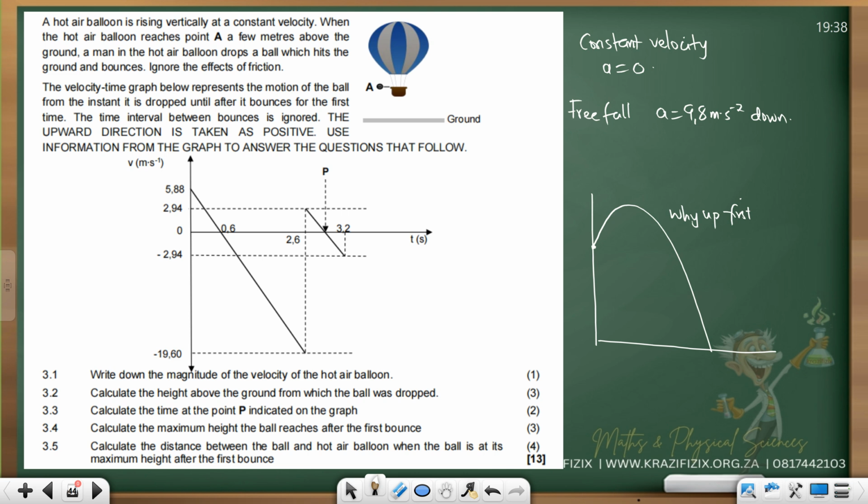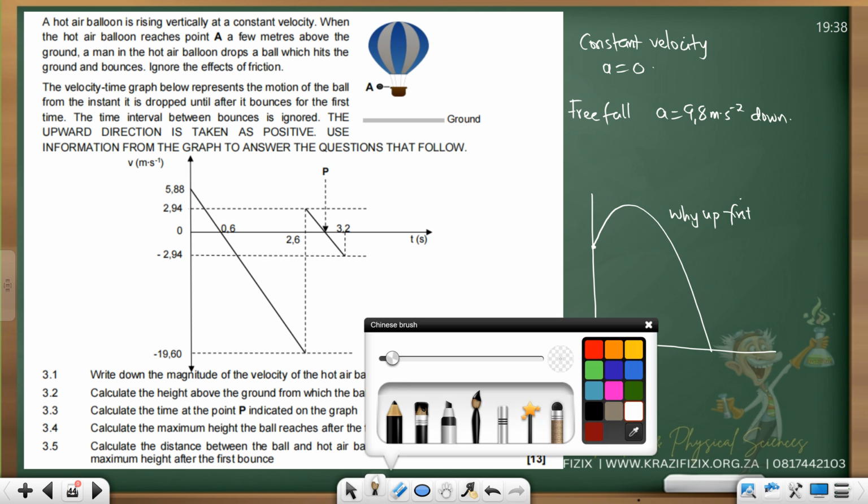In fact, this examiner is kind. Usually, they won't tell you this. This examiner is spoiling physics for us. I don't know what's wrong with them.